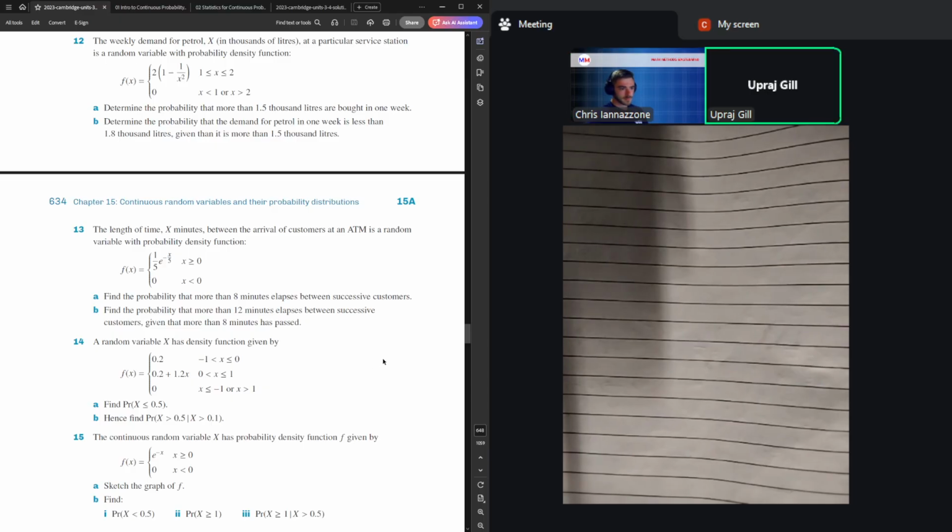Piecewise. Three-way piecewise as well. Yeah, that's a bit cheekier. Find the probability that x is less than or equal to 0.5. Yep. Okay.